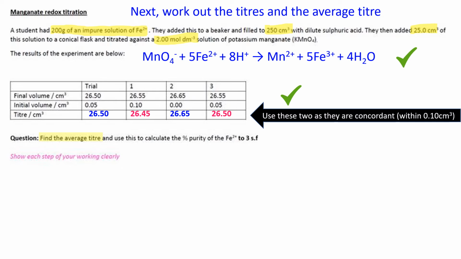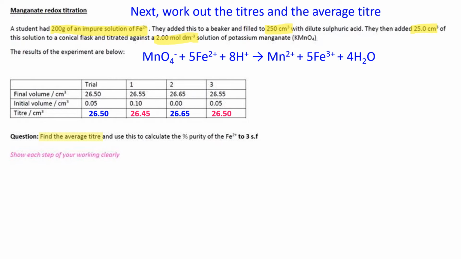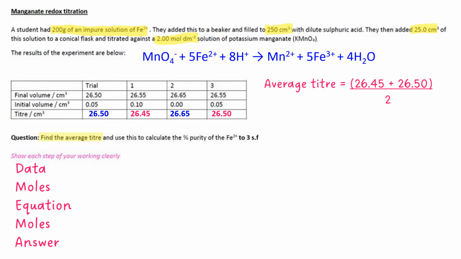That's a piece of processing which gets some credit. Now we can get the page laid out for our calculation a bit later. So we work out the average titer. We get 26.475. This is a calculator value now. It's not a reading like these two.